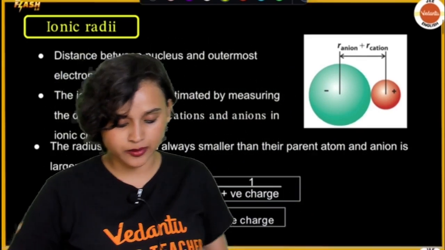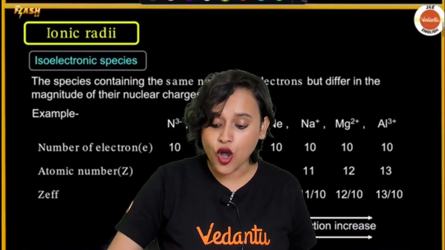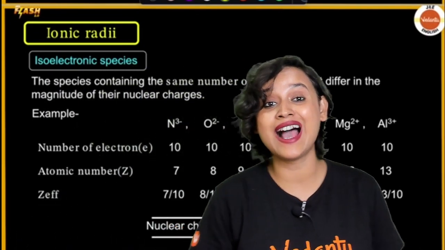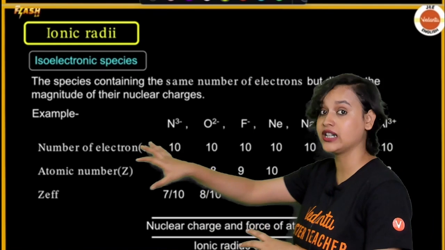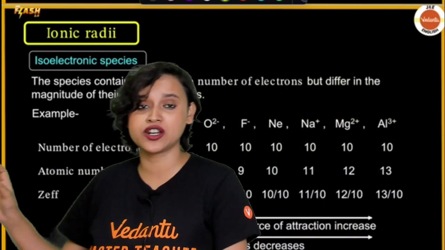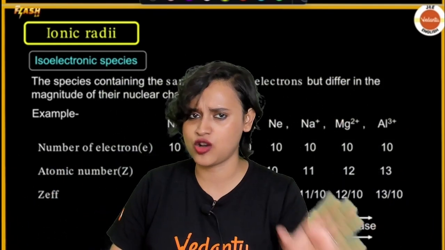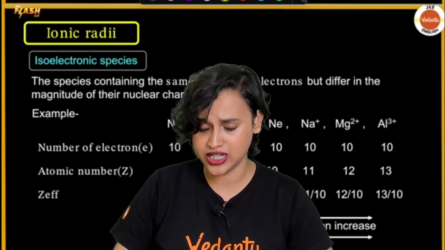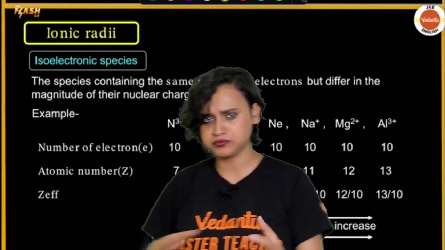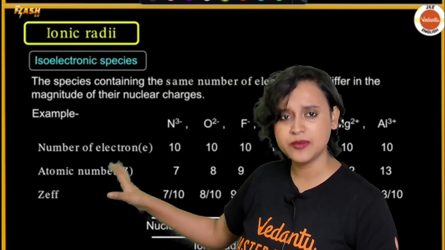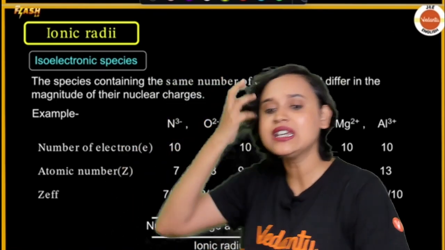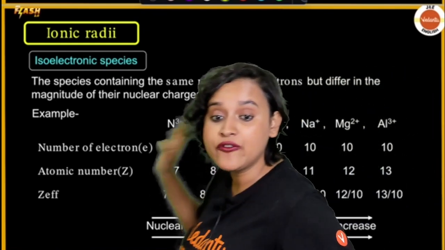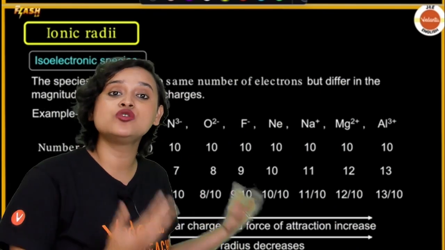Okay, all right, everybody. Now, from this case, we have a certain question. We also come across something called isoelectronic species. Please pay attention, isoelectronic species is NTA's favorite topic. They usually ask you one question from isoelectronic species, and I will give you some similar questions as well. These are species that have the same number of electrons but differ in the magnitude of the nuclear charge.